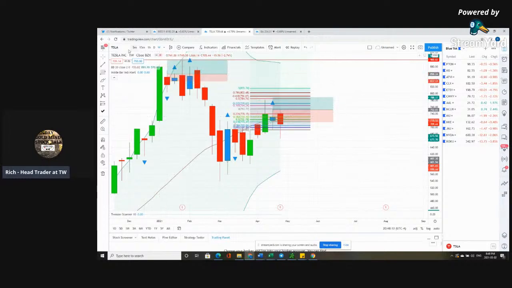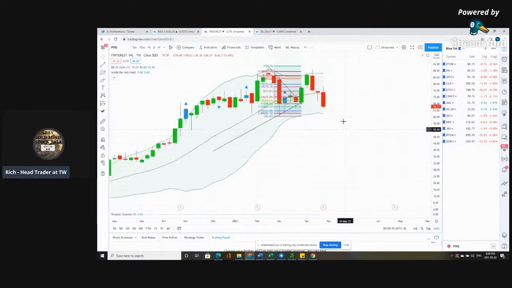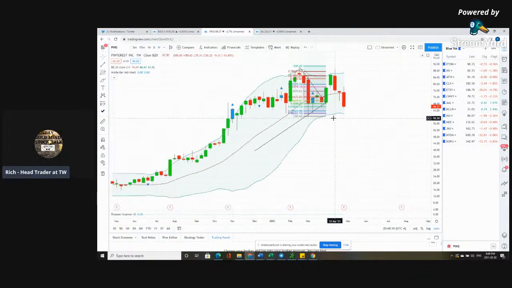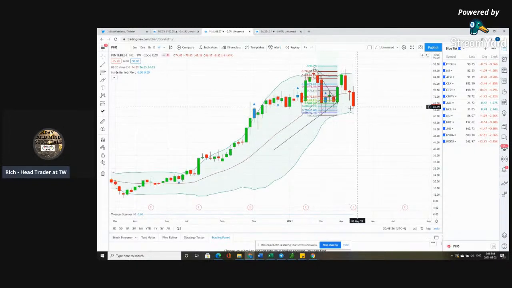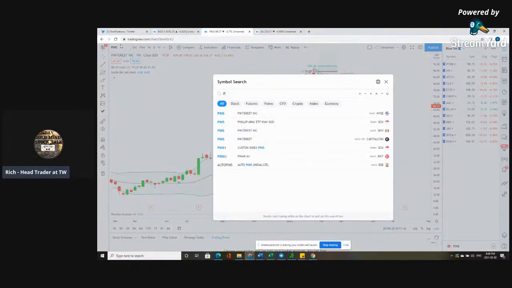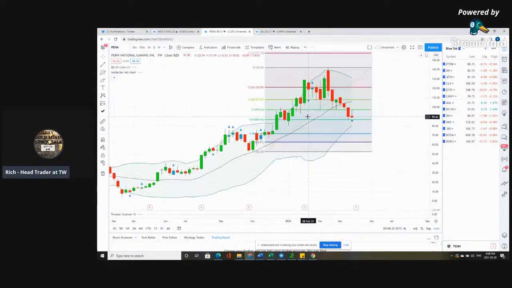Okay. Pins. That's a nasty sell-off on pins right there. So there was a short fib here and a potential long fib here. We need one more week on pins to make some analysis right now. We need one more week here.